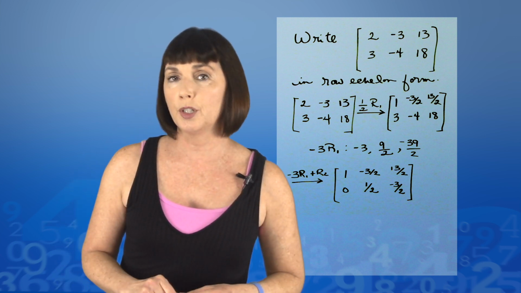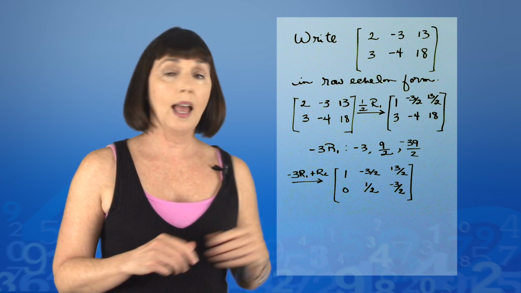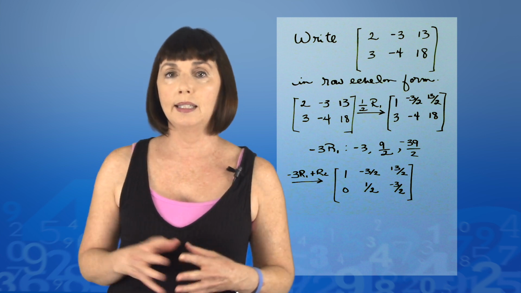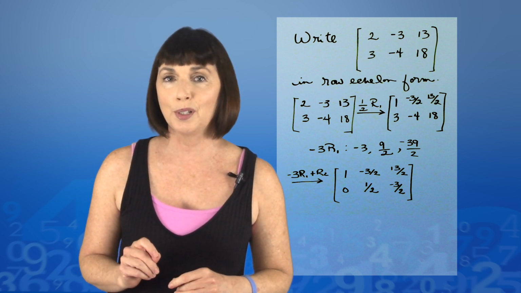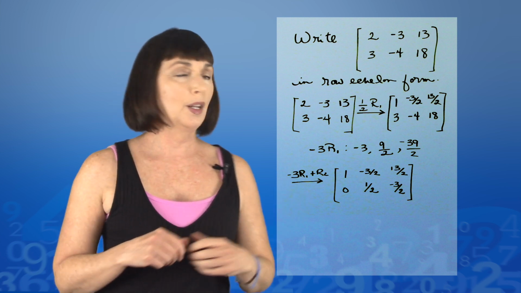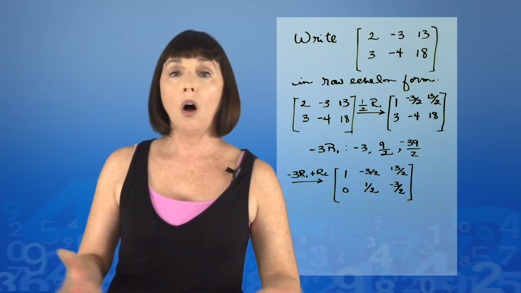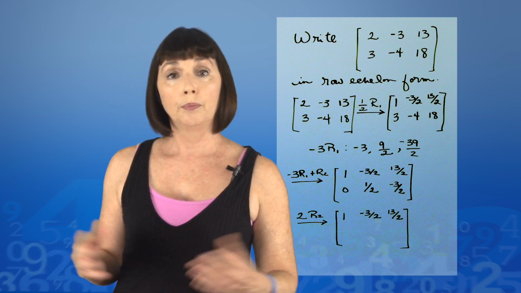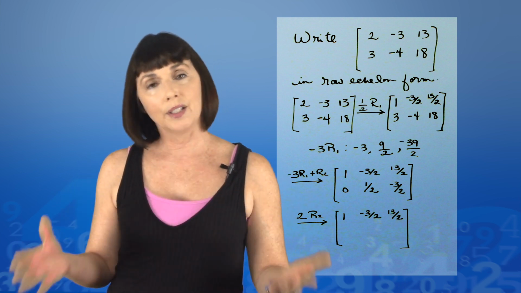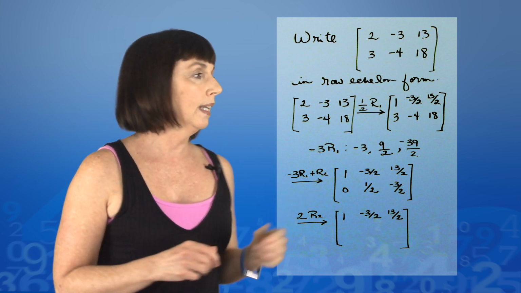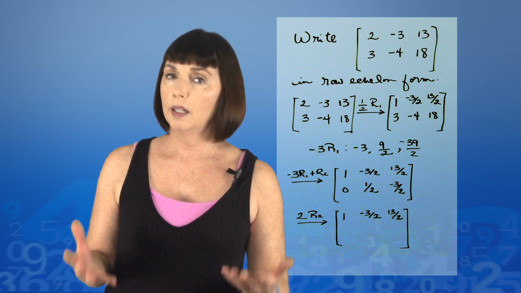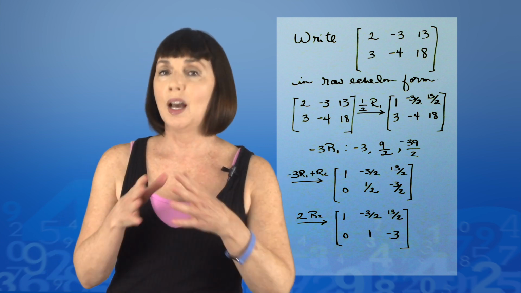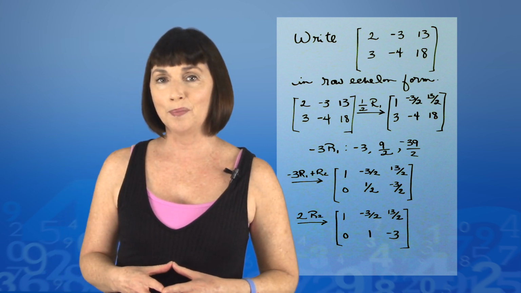-4 is -8 over 2, so that gives me 1/2. And then I add -39 over 2 to 18. Now 18 would be 36 over 2, so that would give me -3 over 2. All right, now all I have to do is multiply all the elements in row 2 by 2. And so I get on the top, that row is unchanged, 1, -3 over 2, 13 over 2. And on the second row, I get 0, 1, and -3. And now this matrix is in row echelon form.